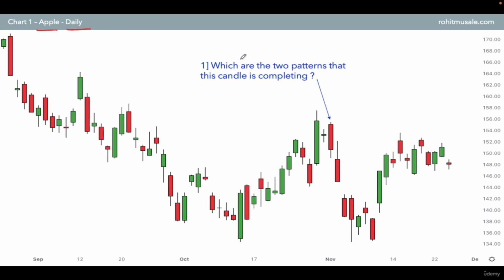Question number 1 is, which are the 2 patterns that this candle is completing? So we are looking at this red candle, and you have to tell me which are the 2 patterns that this candle is completing. One pattern is very obvious, but I won't say it here. The second name for this candle with the pattern that it is completing is not very obvious. So we will look at what that is.